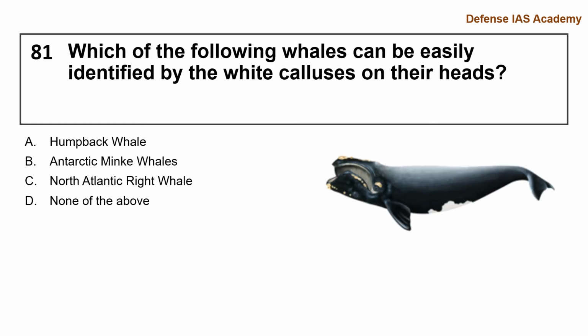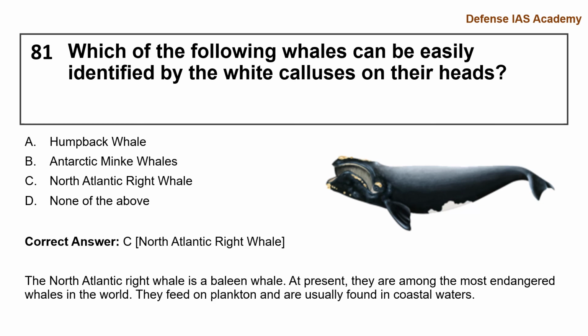Question 81. Which of the following whales can be easily identified by the white calluses on their heads? The correct answer is option C, North Atlantic right whale. The North Atlantic right whale is a baleen whale. At present, they are among the most endangered whales in the world. They feed on plankton and are usually found in the coastal waters.